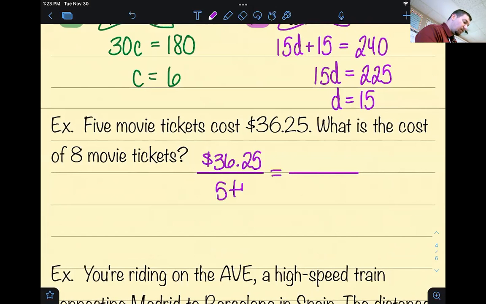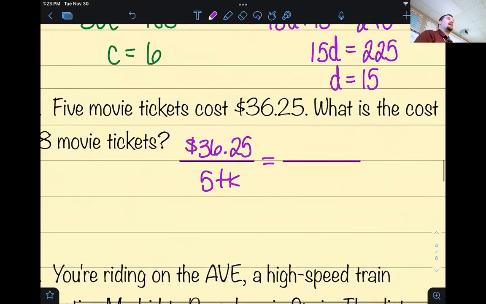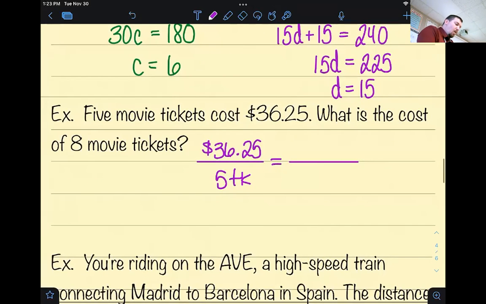And I like to label, even if it's abbreviations, because when you set up your proportion, you have to make sure your labels line up on top and they line up on bottom. So if you put the labels there, it makes it easy to line them up. Where does that mean that I have to put the 8 tickets in the next ratio?